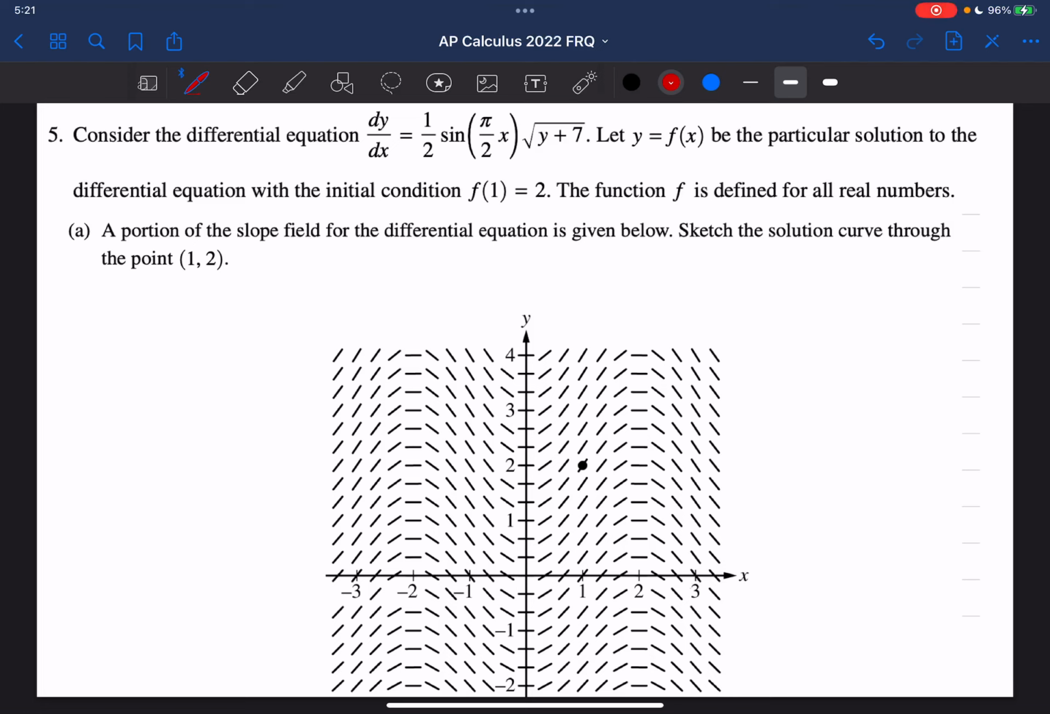This is question 5 from the free response portion of the 2022 AP Calculus A/B test. So part A, we have this differential equation and this given initial condition. Now they give us the slope field, and what they want us to do is sketch the solution curve through the point. So here we've got our point, and so what we want to do is follow the slope lines as best as we possibly can.